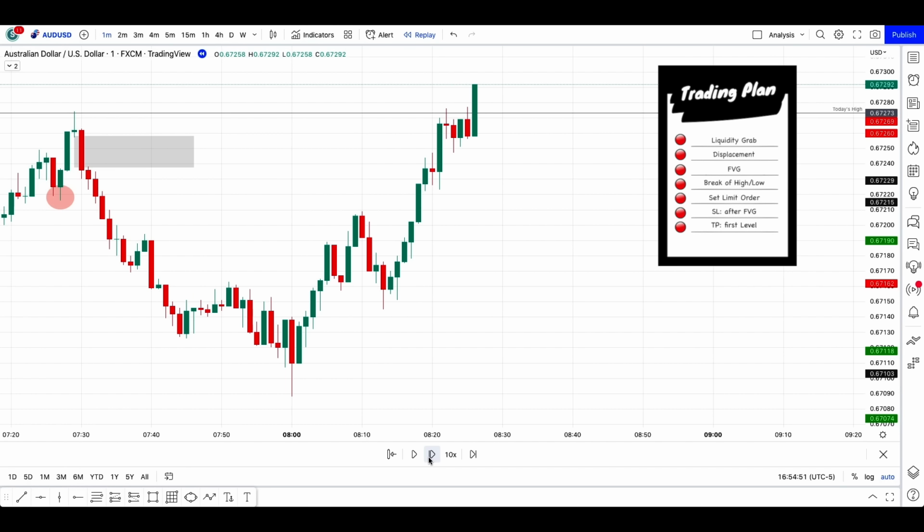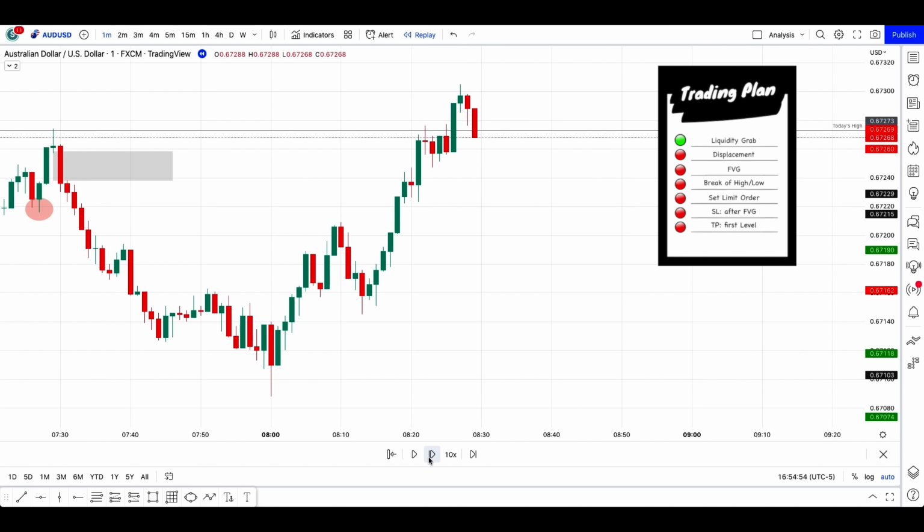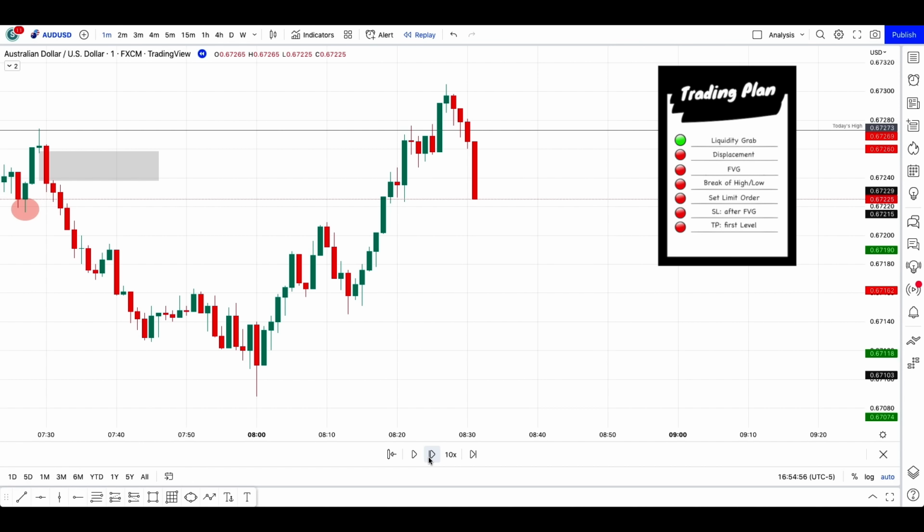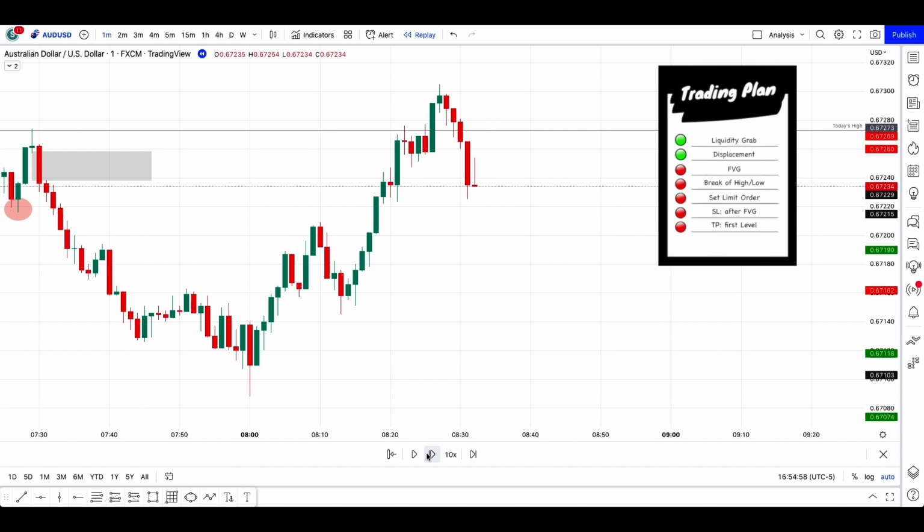Alright, so once again we took out the high of the day. Let's check if we have a displacement and fair value gap. Yes, let's check the fair value gap. Alright, so we have everything necessary. We have the break of the low.